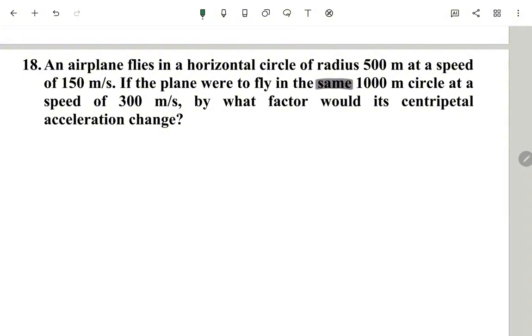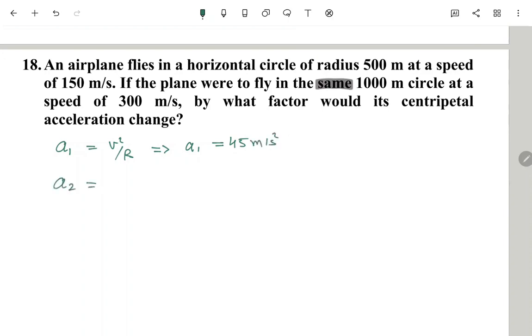An airplane flies in a horizontal circle of radius 500 meters at a speed of 150 meters per second. If the plane were to fly in the 1000-meter circle at speed 300 meters per second, by what factor would its centripetal acceleration change? Now in this case, the radius is doubled and the speed is doubled. What's going to happen to the acceleration? Let's do the calculations. a1 in this case is v square over r, and we just calculated this one in the previous example. It's 45 meters per second square.